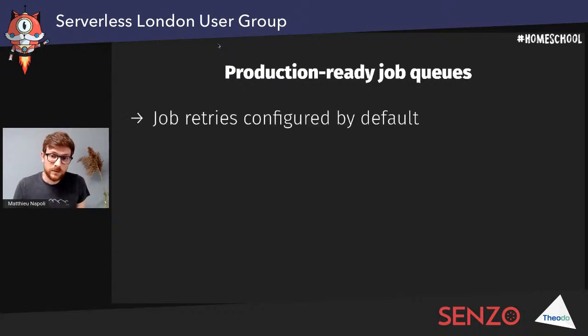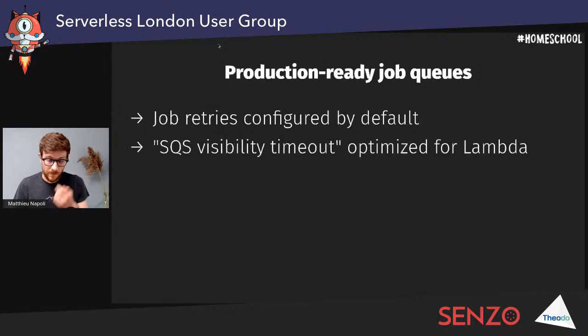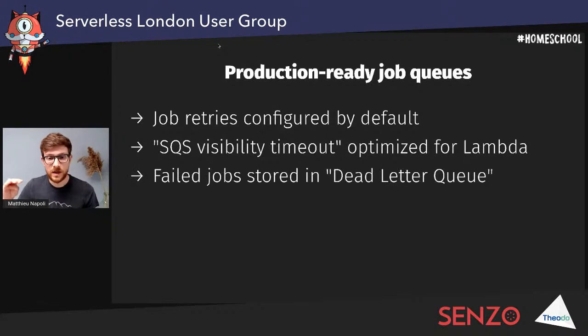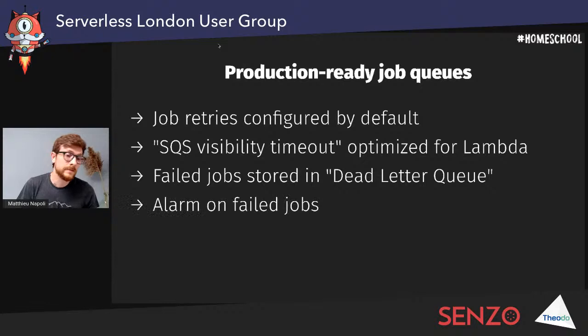Job retries are configured by default. Lift configures the SQS visibility timeout properly per Amazon's recommendation based on the Lambda configuration. Failed jobs are automatically stored in the dead letter queue, and we can deploy SNS and a CloudWatch alarm on failed jobs.